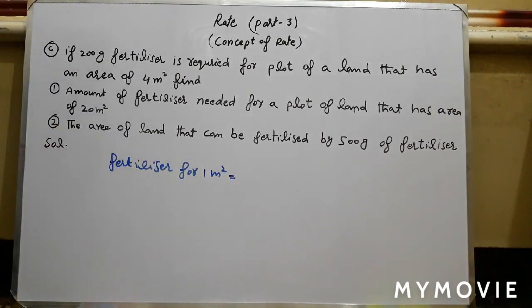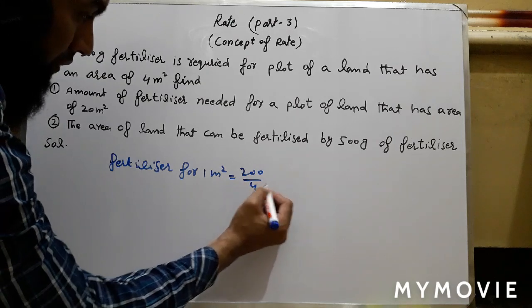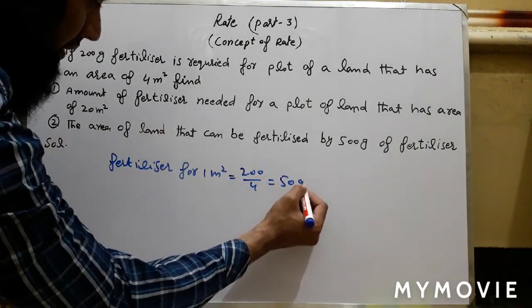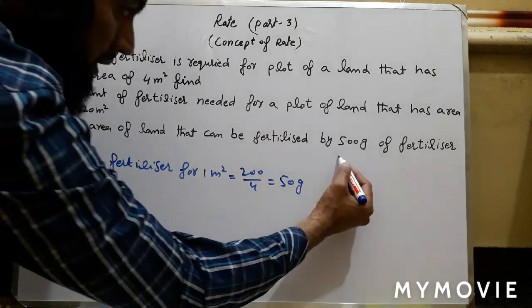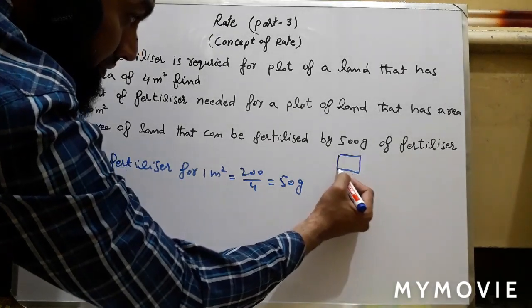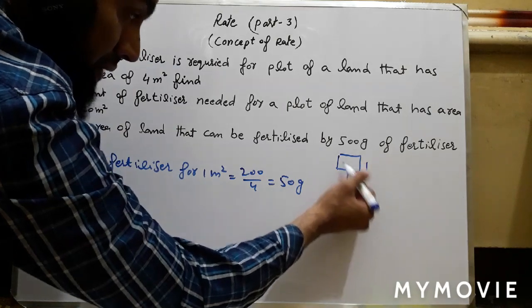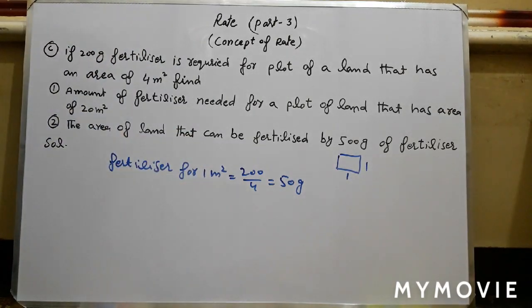How to find this one? The total number 200 divided by 4. What's your answer? 50 grams. 50 grams of fertilizer is required for 1 square meter area. That means for 1 square meter area, the required fertilizer is 50 grams.